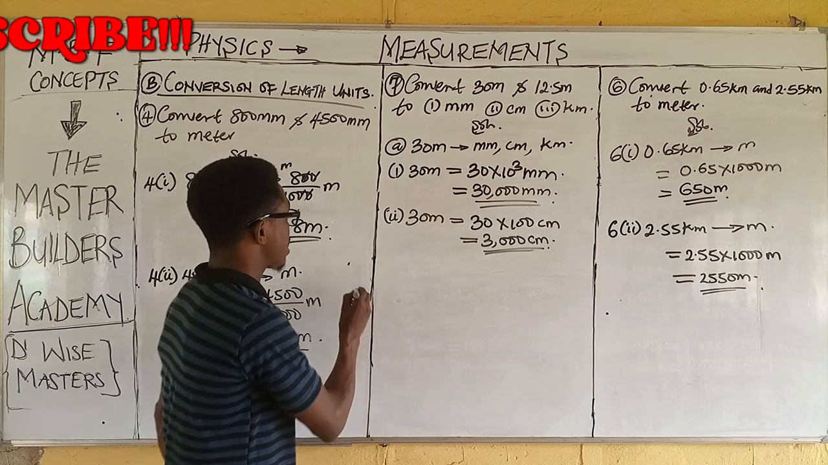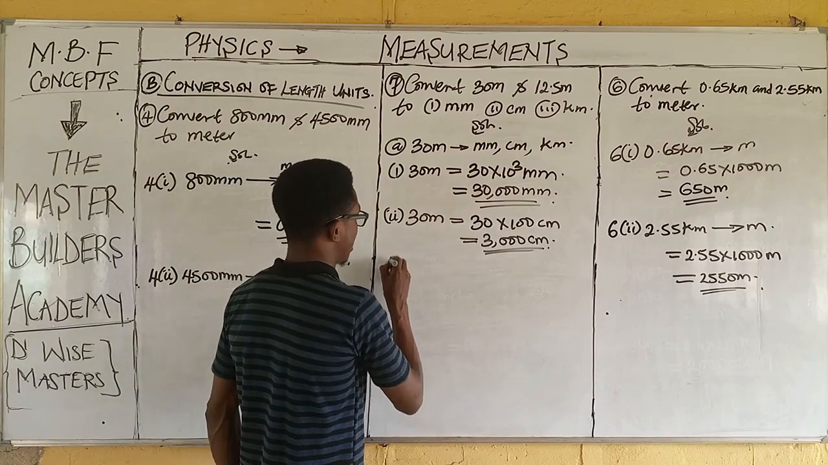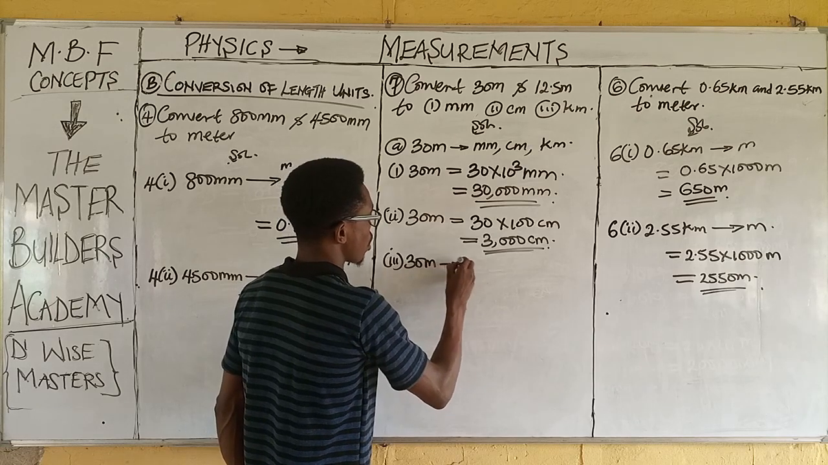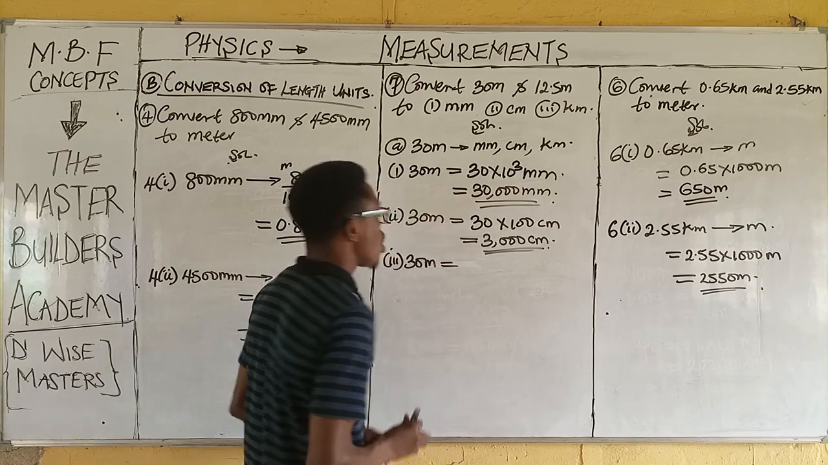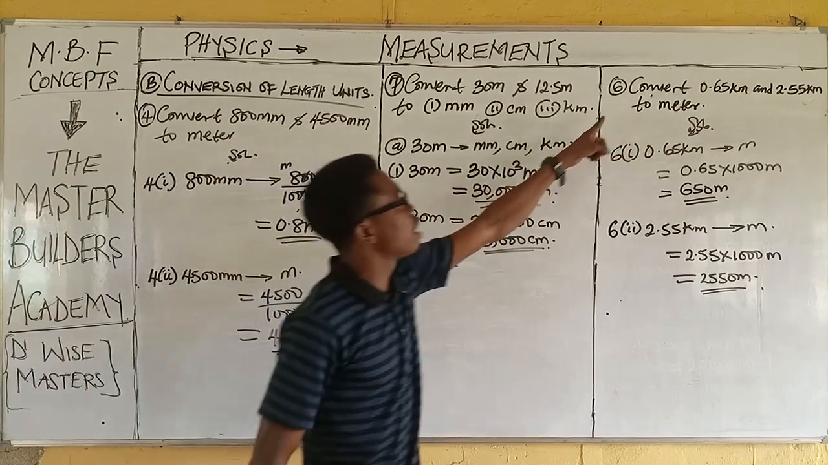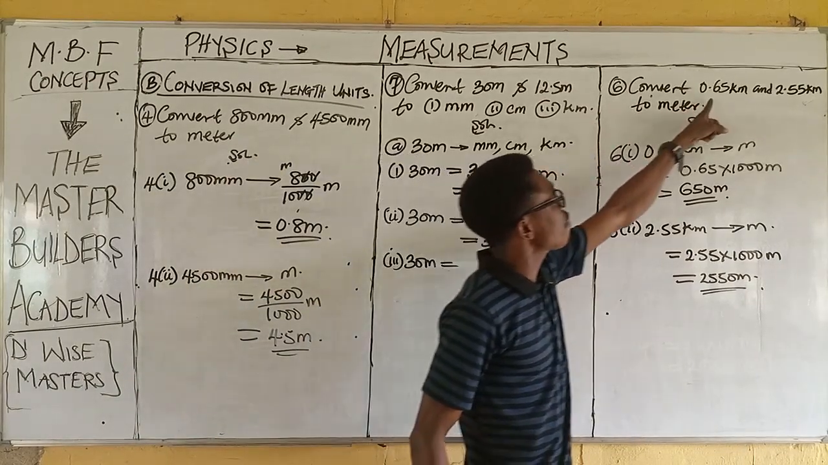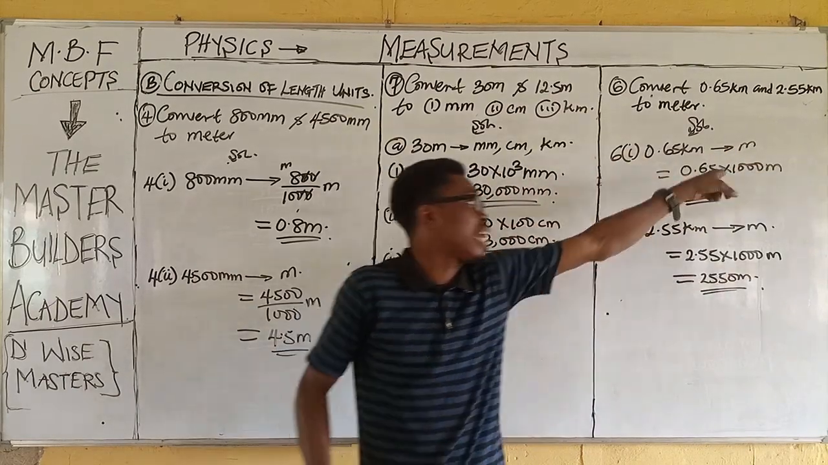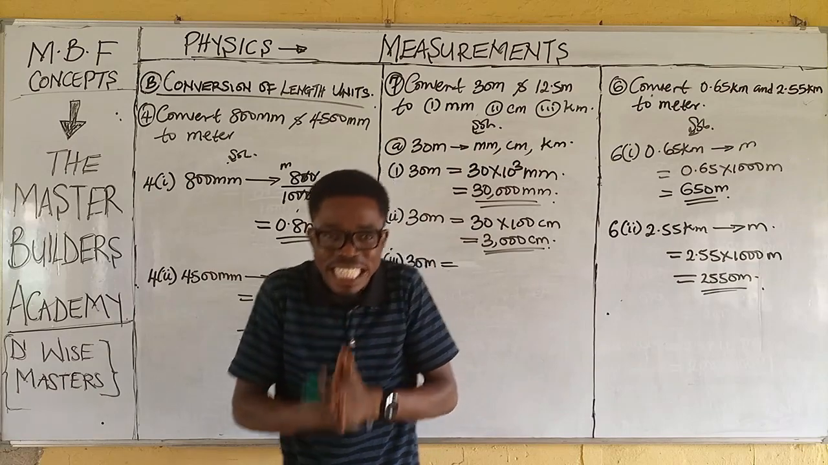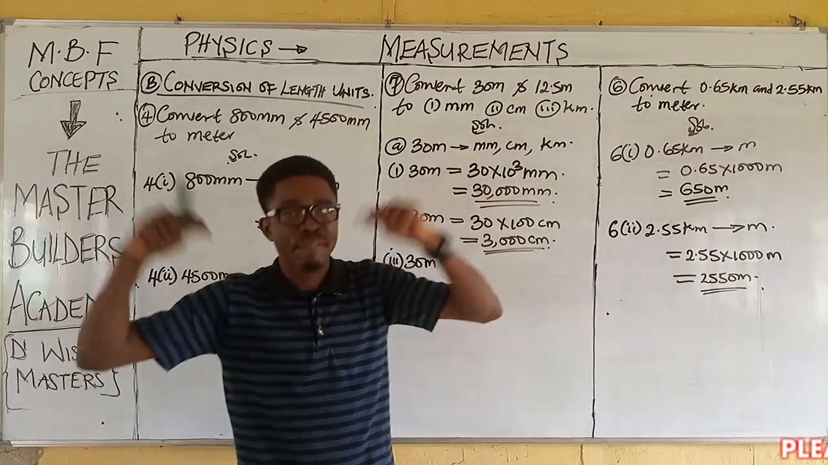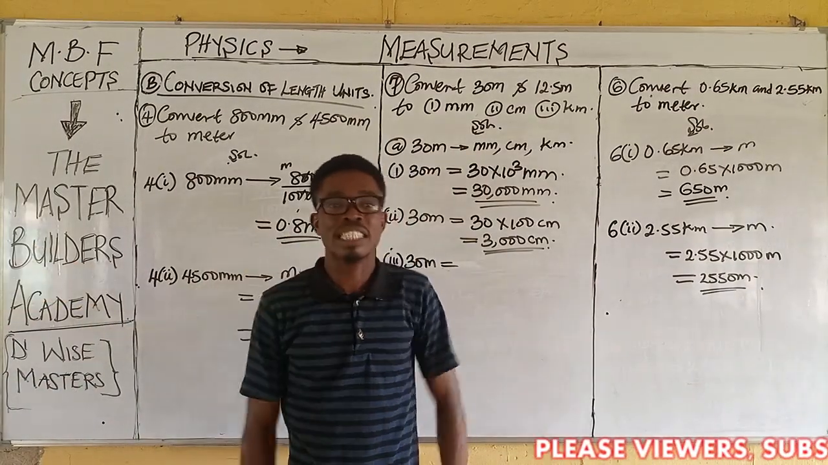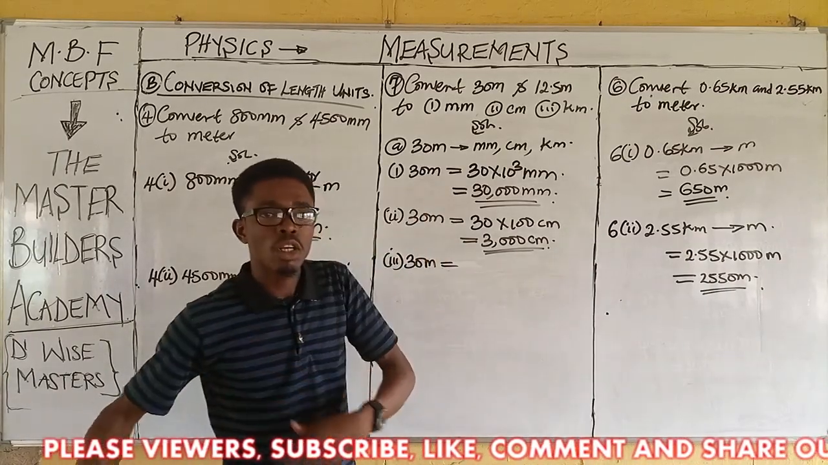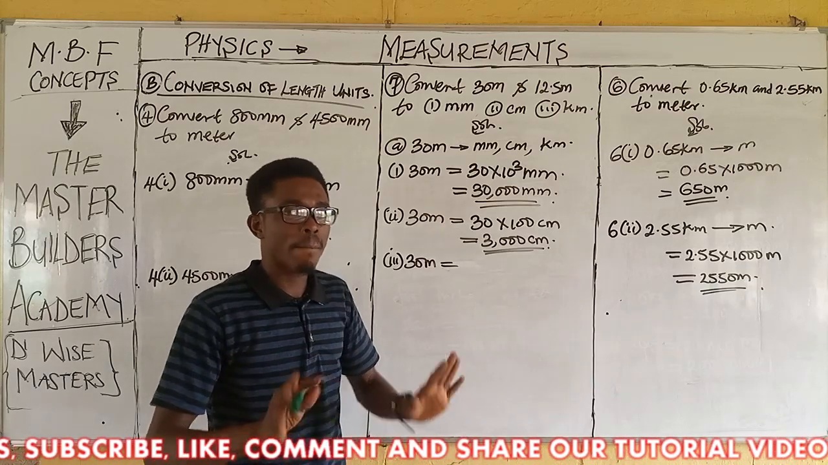Then also, under this same 30 meters, we are quickly going to convert 30 meters to kilometer. And understand that when we were converting from kilometer in question 6, when we were converting from kilometer to what? Meter, what we did was to multiply the given value by 1000. Now that we are converting from meter to kilometer, what do? We will divide the given value by 1000. So guys, to convert from meter to kilometer, divide the given value by 1000.